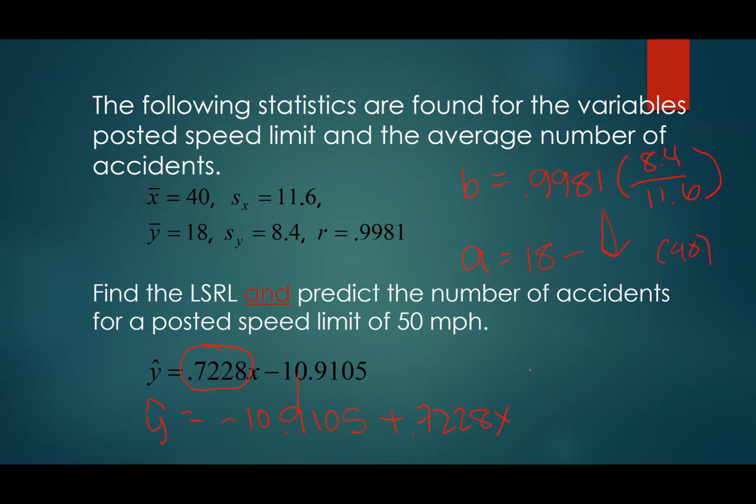And then to predict the number of accidents for a posted speed limit of 50, you're going to plug 50 in for X to see what you get. And you should get that number. Even though we can't have a partial accident, we leave it as a decimal because when you make a prediction, you're really saying on average, this is what I expect.